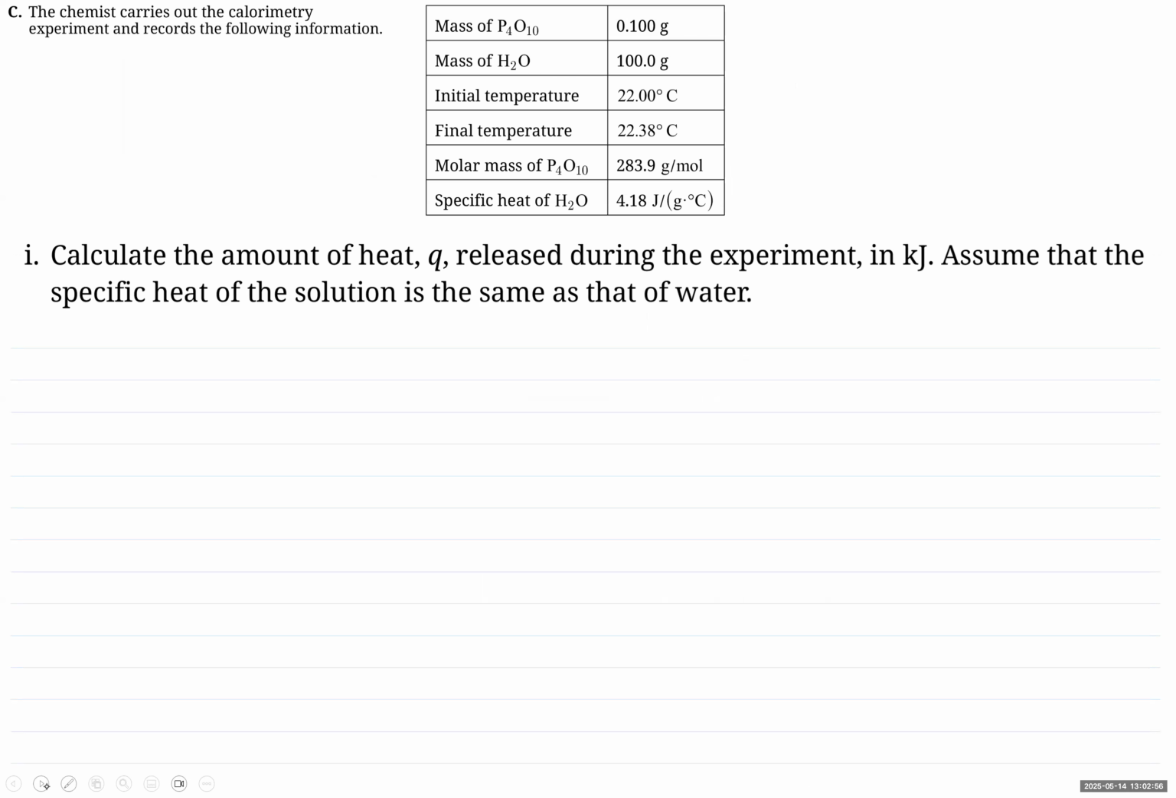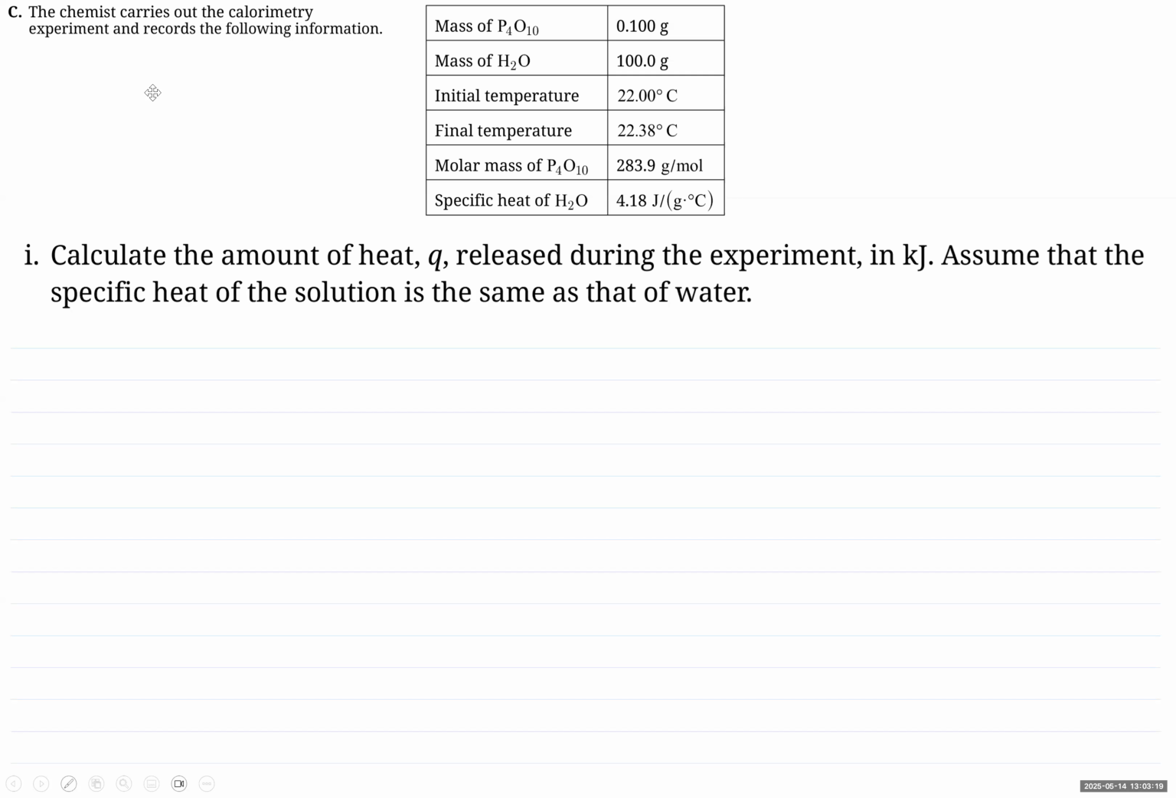Going to our problem, it says the chemist carries out a calorimetry experiment and records the following information, and we have the values right here. Calculate the amount of heat that is released during the experiment. Assume that the specific heat of the solution is the same as that of water.